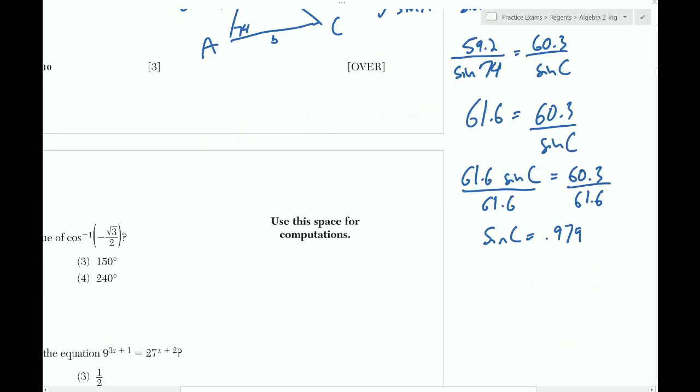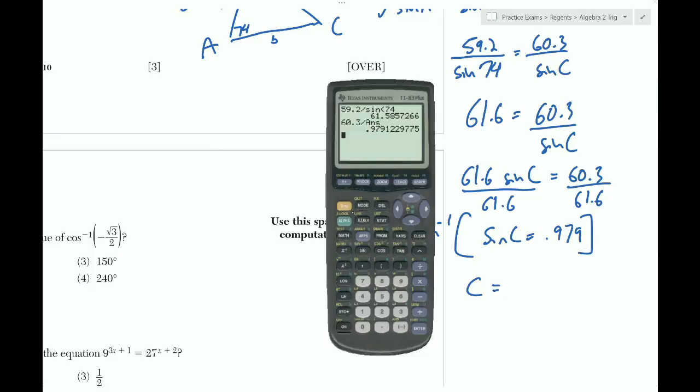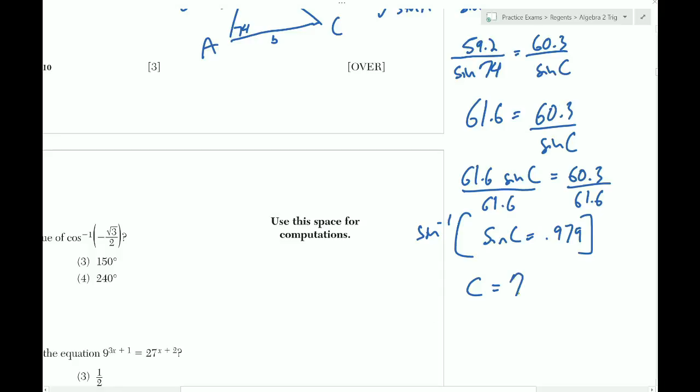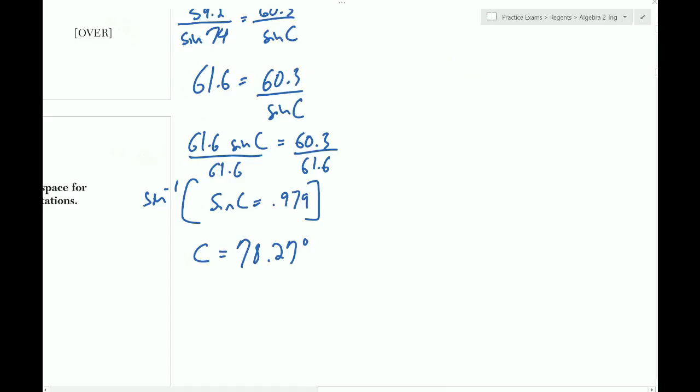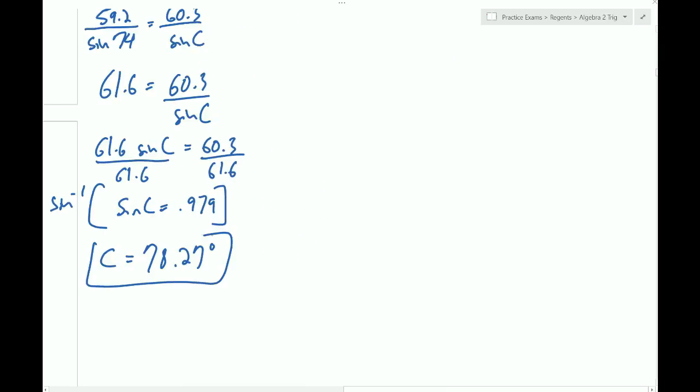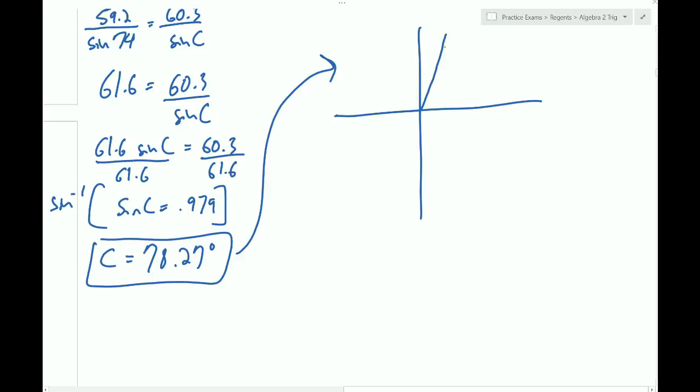So at this point we can do an inverse sine of both sides, and that will allow us to solve for what C is equal to. We just have to do a second sine of this answer. Second sine, second answer equals, we get 78.27 degrees. Now, this is a first quadrant angle, right? So it would look something like this, right? 78.27 degrees.